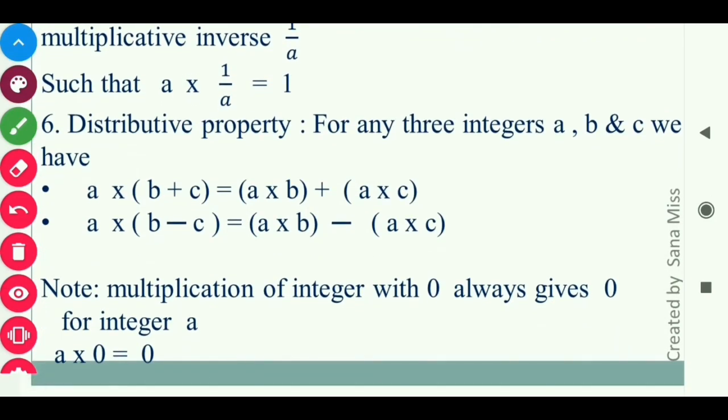Now moving to the next, distributive property. As the name itself suggests, we are going to distribute operations. How? Just see here. For any three integers, say a, b and c, we have two distributive properties. First is over addition, second is over subtraction. Multiplication over addition, multiplication over subtraction.